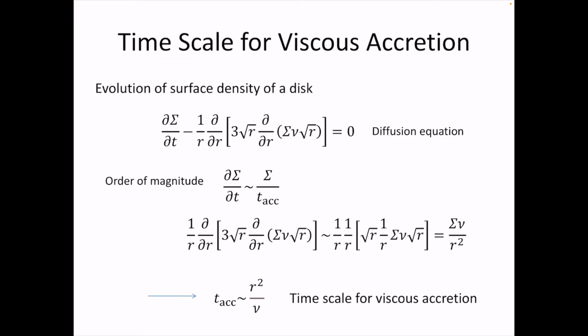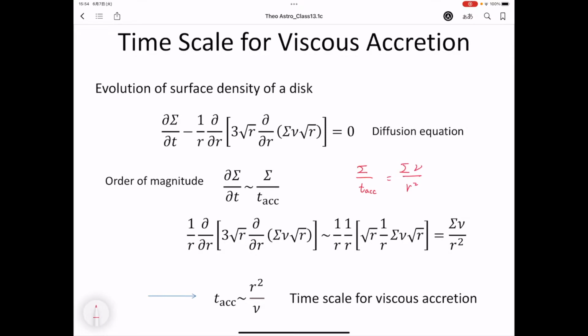The first term on the left-hand side is expressed as sigma divided by tau accretion. This is the accretion time scale. And the second term, the derivative, is expressed as 1 over r times sigma nu over r squared. So these two terms have to be equal, and the sigma cancels on both sides of the equation. Then you can estimate tau accretion is expressed as r squared over nu. This is the time scale for viscous accretion.